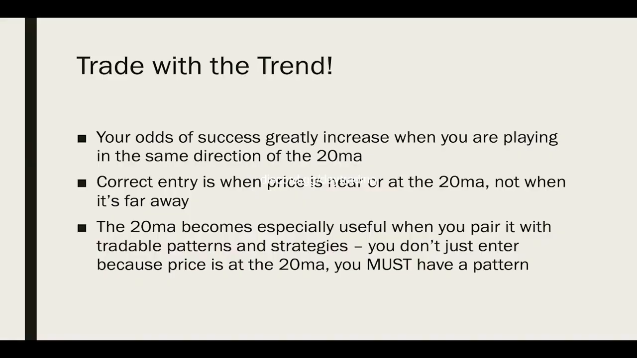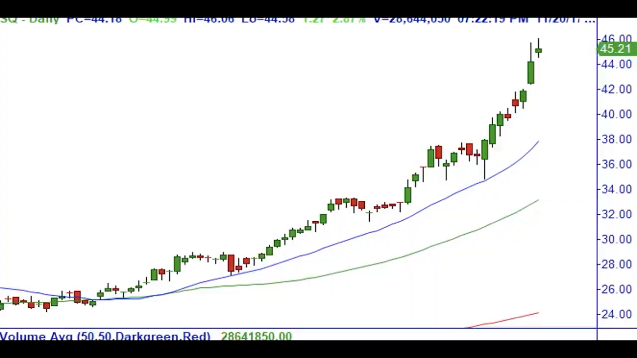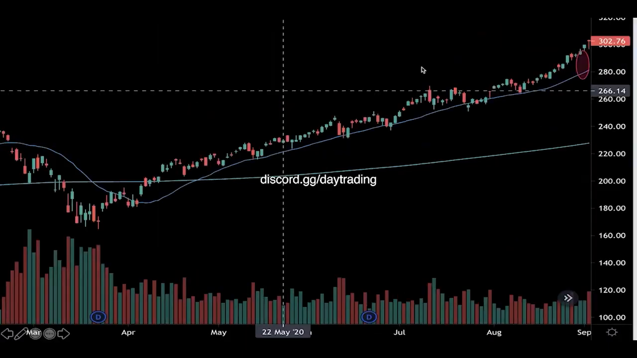And okay, this is the last slide. So trade with the trend, guys. Your odds of success are greatly increased when you're playing in the same direction of the 20-day moving average. The correct entry is when price is at or near the 20-day moving average, not when it's far away. Let me show you an example of that, right?